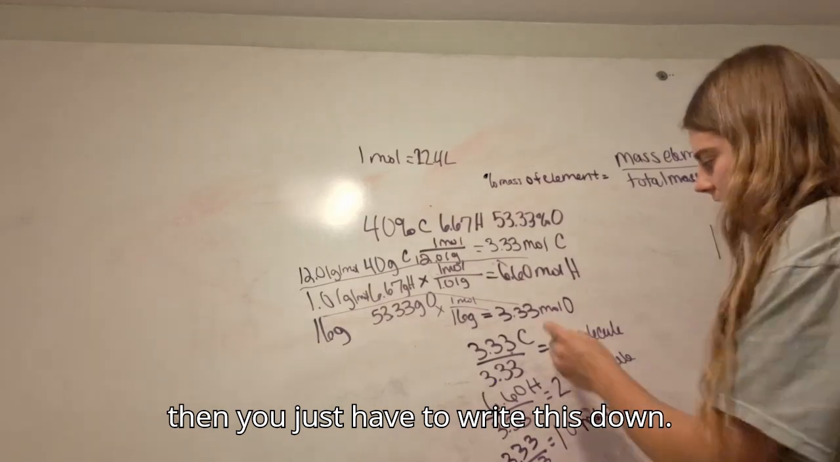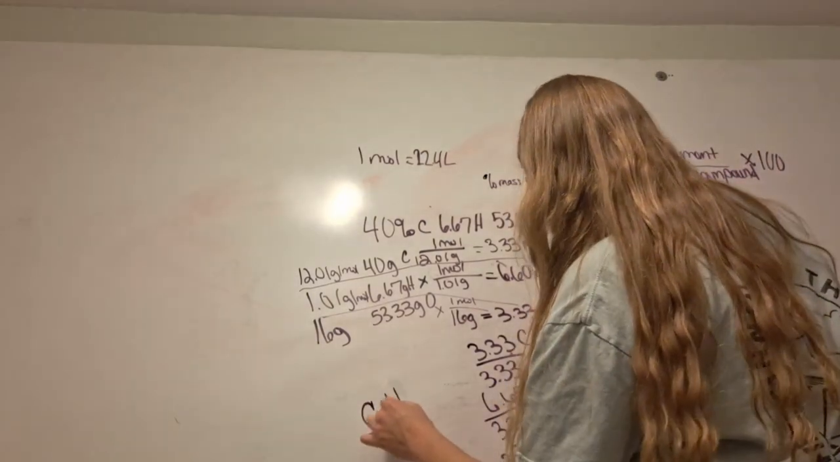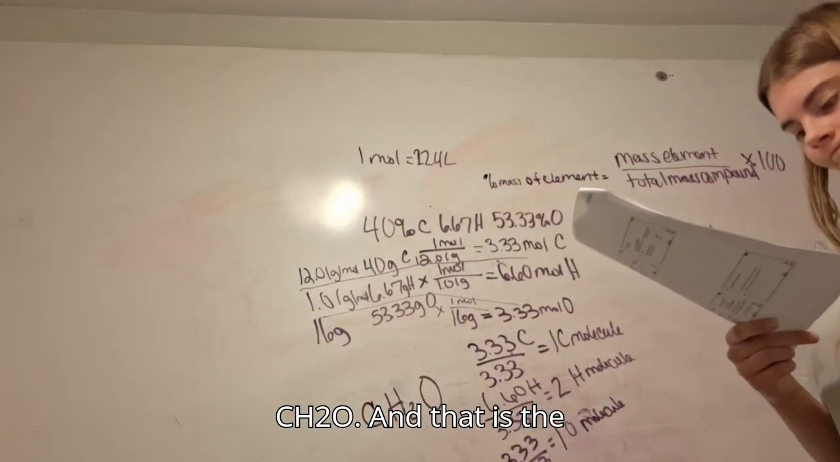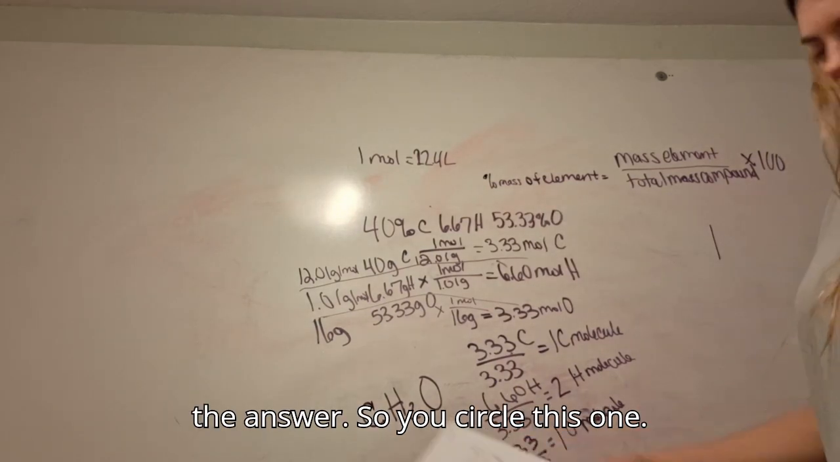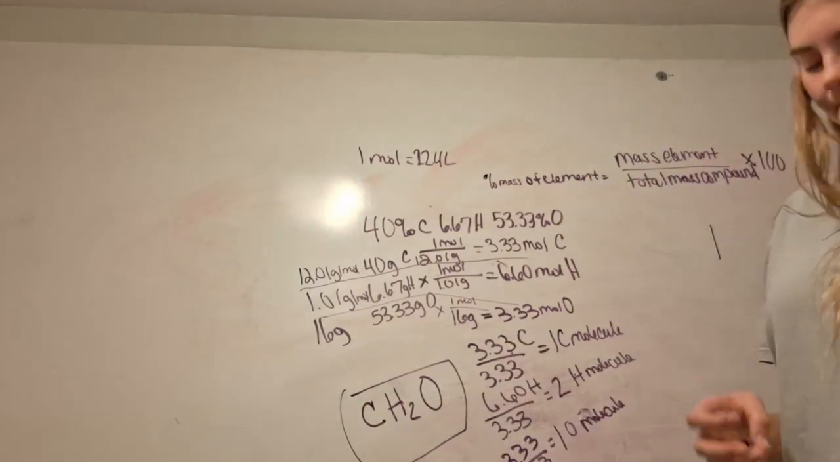And then you just have to write this down. So CH2O. And that is the answer. This is not the answer, that's the answer. And so you circle this one. Okay?